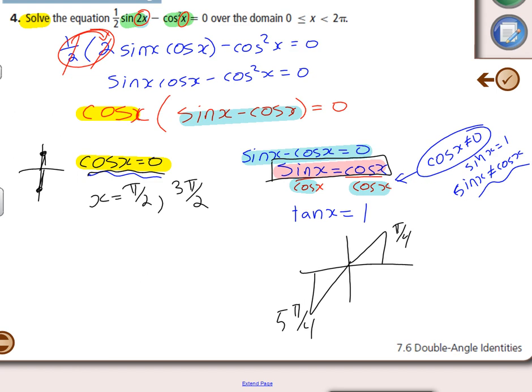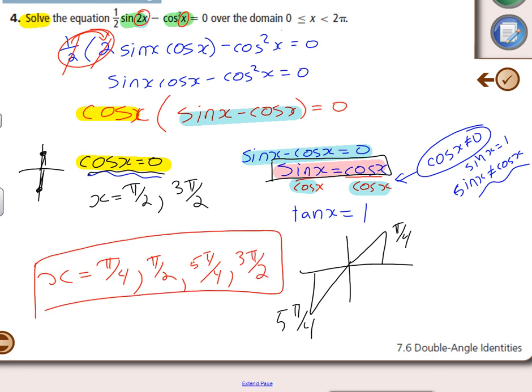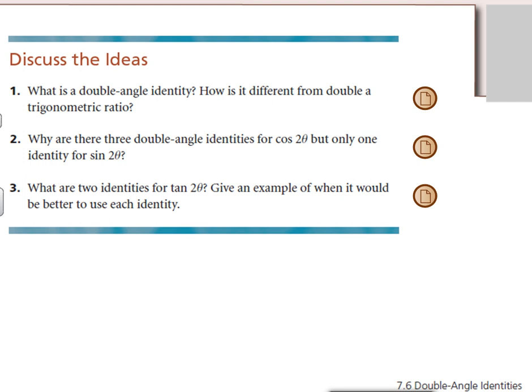So there's your answer. Let's bring them together into one. We've got pi over 4, pi over 2, 5 pi over 4, 3 pi over 2. I just put them in the order. And this was domain from 0 to 2 pi. Always check. I cannot use 2 pi. All right, and finish off for yourself. There's your 3 questions to bring it together for you.